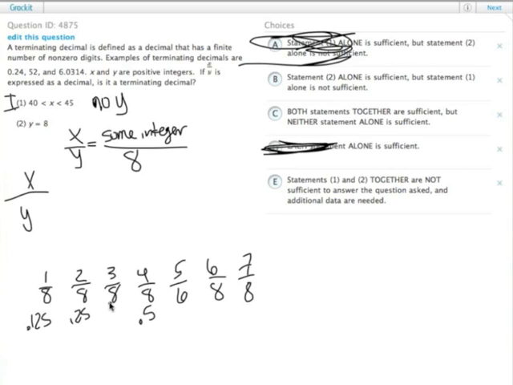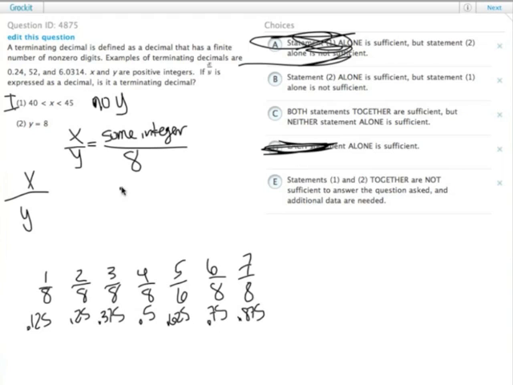each of these turns out to be a terminating decimal. So this is 0.375. 5 times that is 0.625. This is 3/4, which is 0.75. And then 7/8 is 0.875. So each one of these is a terminating decimal.